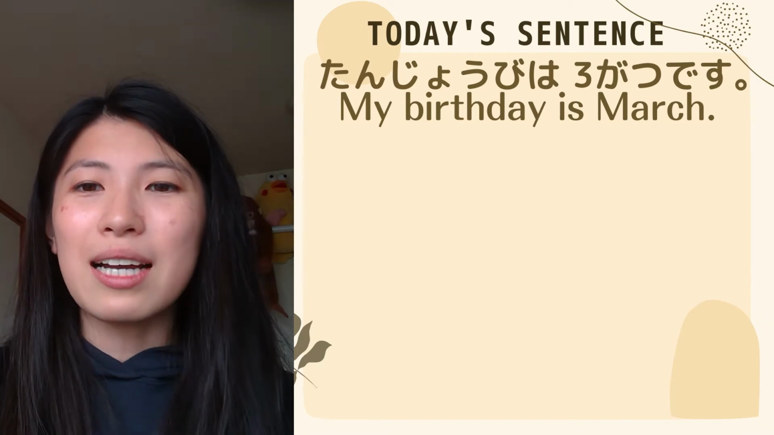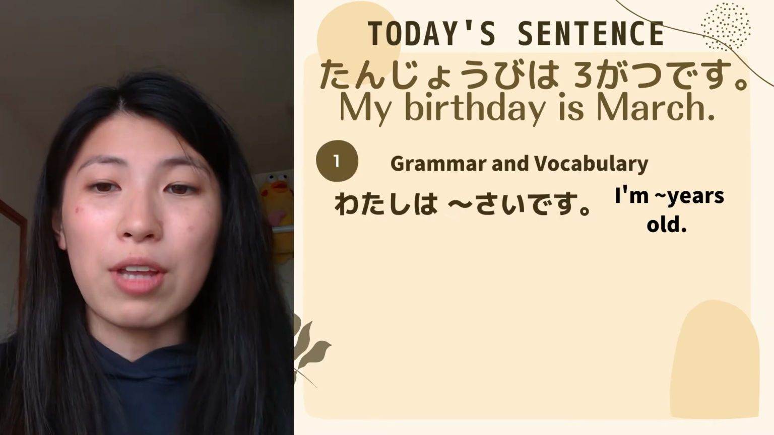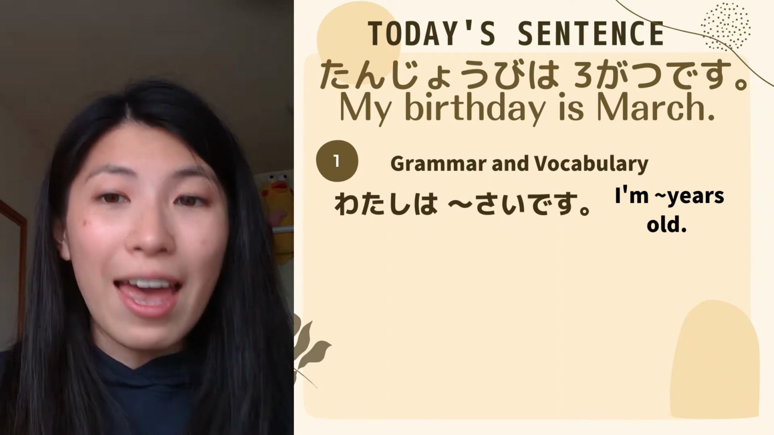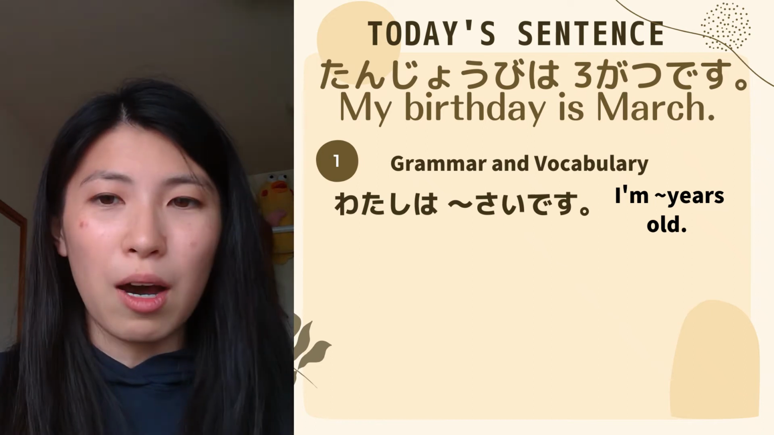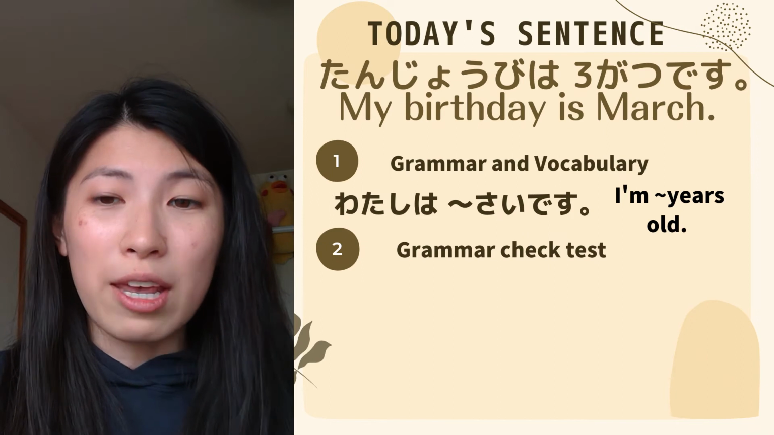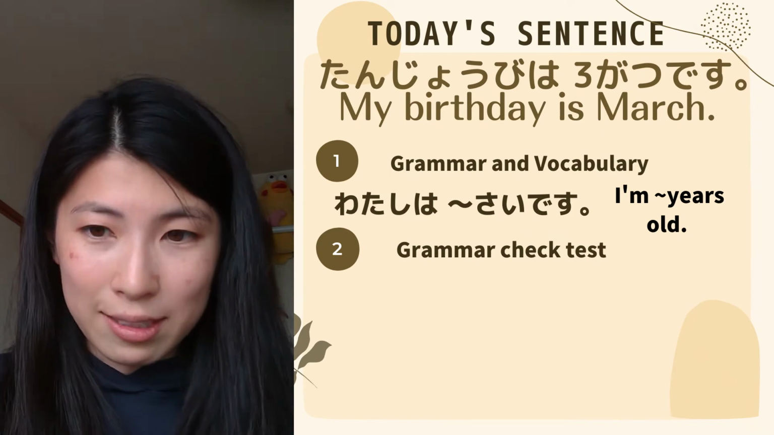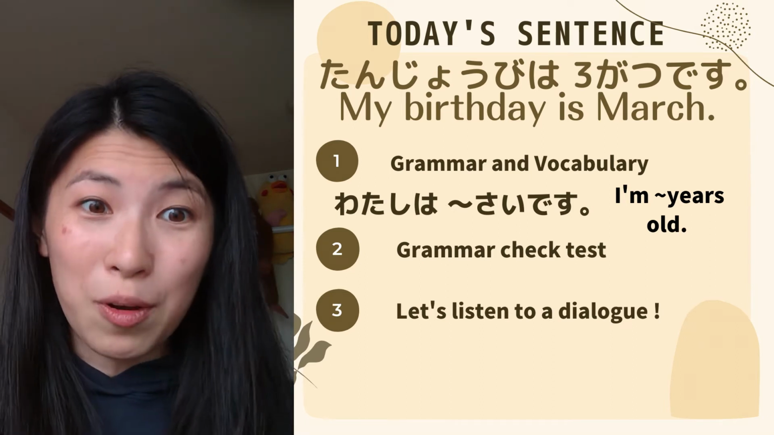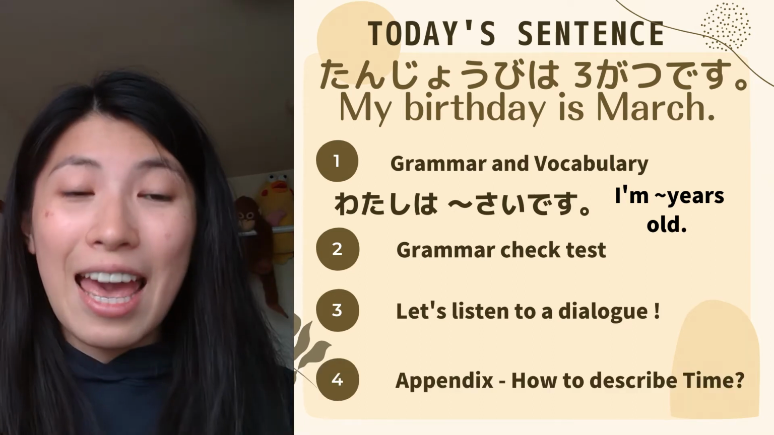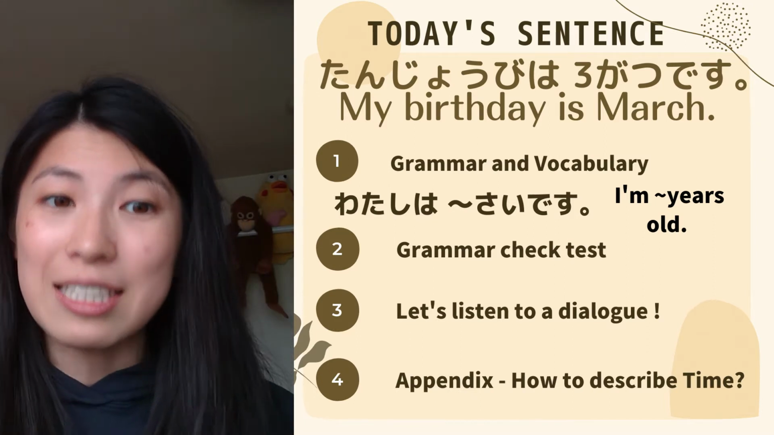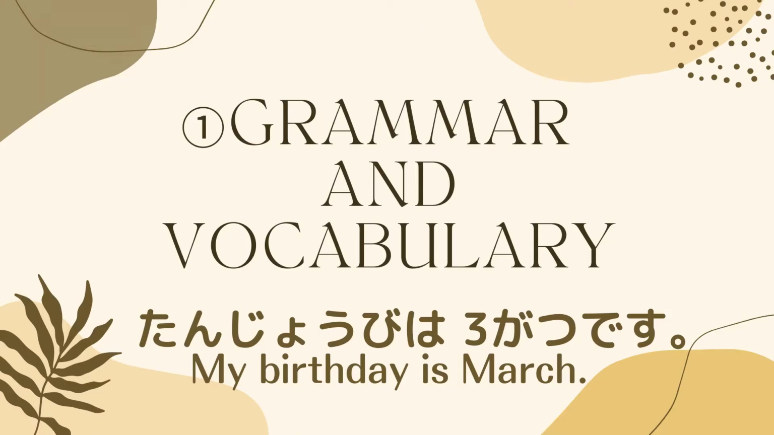誕生日は3月です。First of all, we're gonna have a look at today's grammar and vocabulary, and you'll be able to describe your age and your birthday as well. After that, you can see whether you understood today's grammar with a small check test. Then you can listen to a small dialogue with today's grammar and vocabulary. At the end of this lesson, I explain how to describe time in Japanese. So, let's have a look at today's grammar and vocabulary.